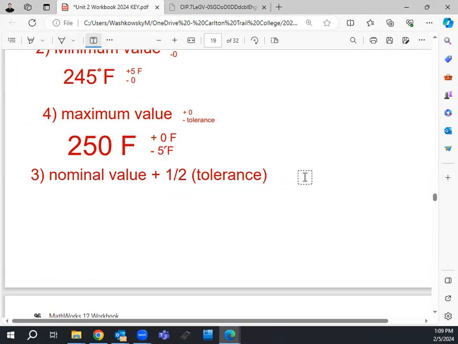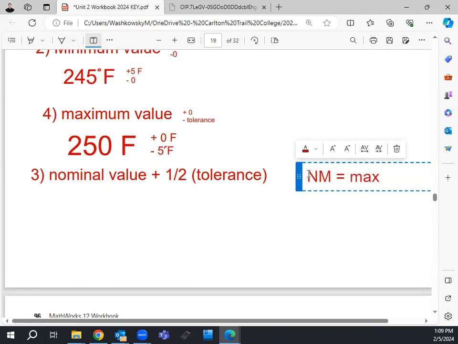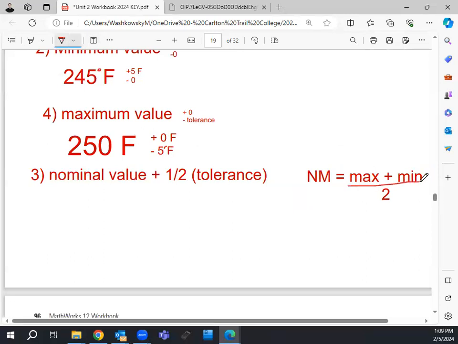Well, how do I find nominal value? Well, nominal value, NM, is just the maximum value plus the minimum value, all divided by 2, right? How do I find halfway between something? I add them up and I cut them in half.